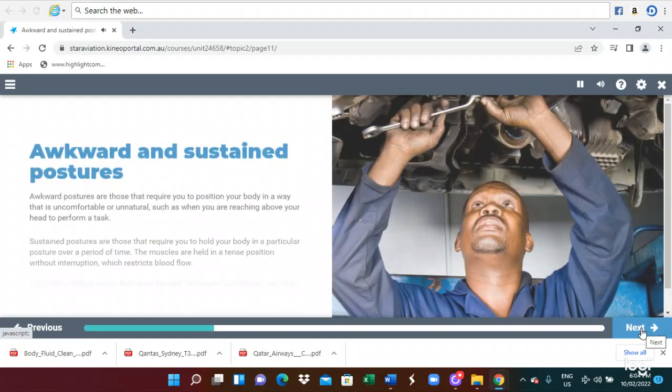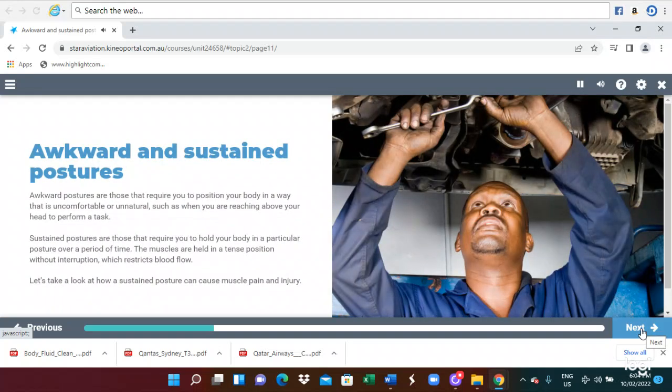Awkward postures are those that require you to position your body in a way that is uncomfortable or unnatural, such as when you are reaching above your head to perform a task. Sustained postures are those that require you to hold your body in a particular posture over a period of time. The muscles are held in a tense position without interruption, which restricts blood flow. Let's take a look at how a sustained posture can cause muscle pain and injury.